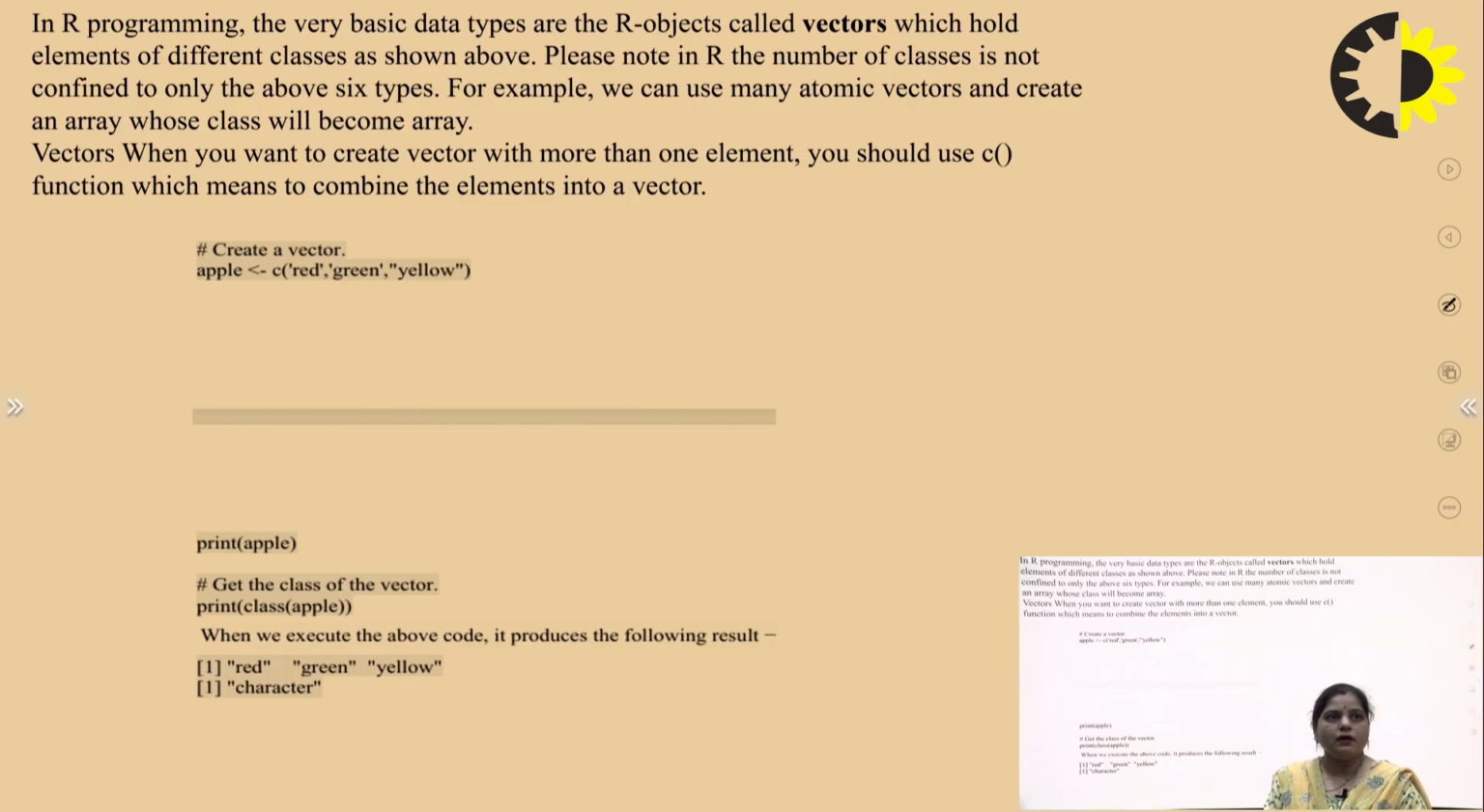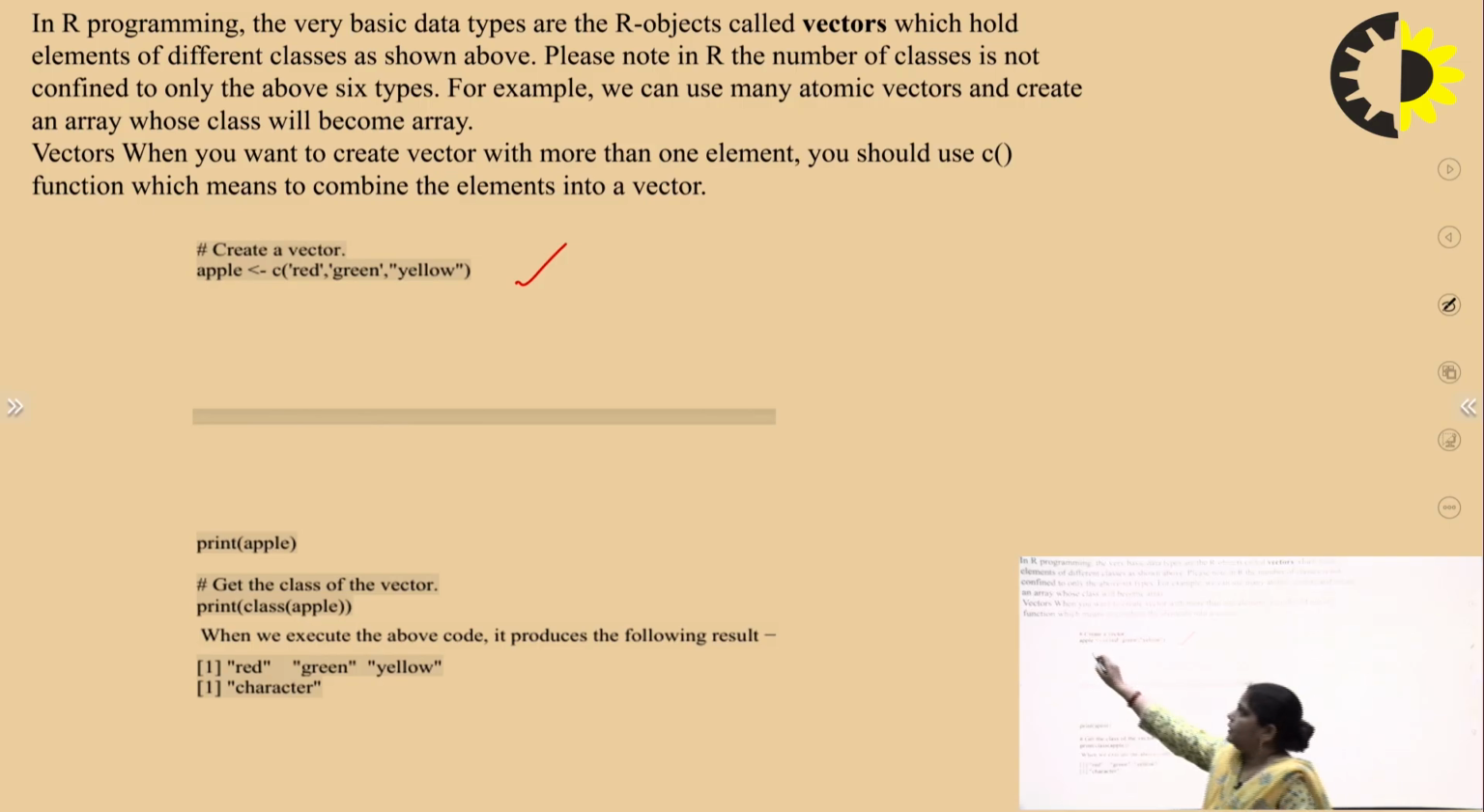then we should use the c function. The c function is used to define vectors, which means to combine the elements into a vector. If we have multiple elements, or more than one element, then we have to use the c function that combines the elements into a vector. Here in this example, we are going to have a vector creation.